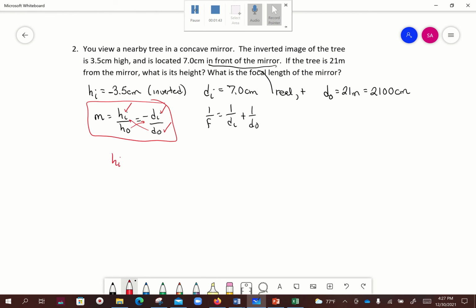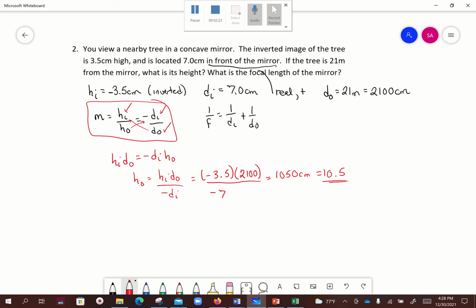So let me do that. HI times DO is equal to minus DI times HO. What am I trying to find? I'm trying to find HO, so let me divide both sides by minus DI. So I get height of the object is minus 3.5 times the object distance, 2100, divided by minus the image distance, 7. And if I put that in, I get 1050 centimeters, or 10.5 meters.